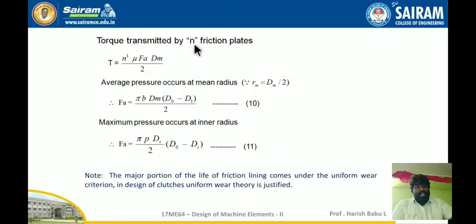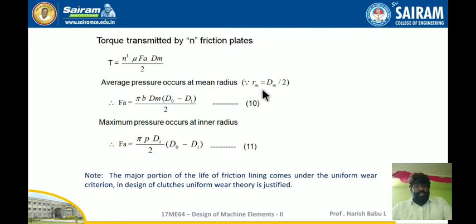So the torque transmitted by n frictional plates, where n can be replaced by i or n as it is, will be n mu FA into dm by 2. Again, here n depends on the number of effective surfaces. So the average pressure occurs at the mean radius.